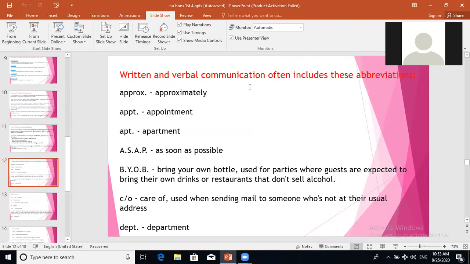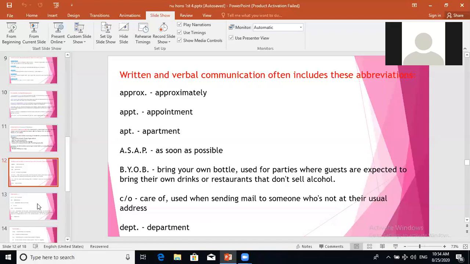Now look at written and verbal communication, which often includes these abbreviations. In our everyday life, we see this type of abbreviation. I will run these slides quickly to cover up the time. These are very common, you know already. Approx is for approximately, appt means appointment, apt means apartment, ASAP means as soon as possible, BYOB, bring your own bottle, used for parties where guests are expected to bring their own drinks, or restaurants that don't sell alcohol. This is actually in English countries. C/O, care of, used when sending mail to someone who's not at their usual address.